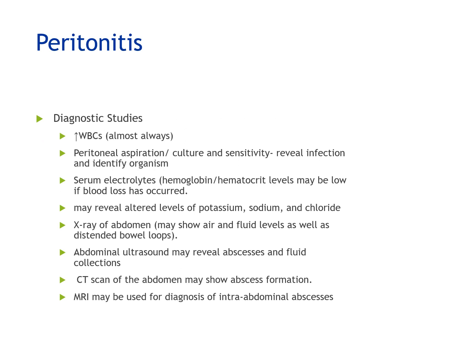So here you have what are considered your go-to diagnostic studies. When they're doing an assessment, they're going to see that the WBCs are elevated, and that's true in a majority of the cases. When they do a peritoneal aspiration, they're going to do a culture and sensitivity because they're trying to figure out what the causative agent is. If it's a bacterial infection, they'll try to figure out if it's any of those bacteria that we talked about earlier. Looking at your serum electrolytes, they'll also look at your hemoglobin and hematocrit, and those tend to be decreased, especially if there's been some blood loss.